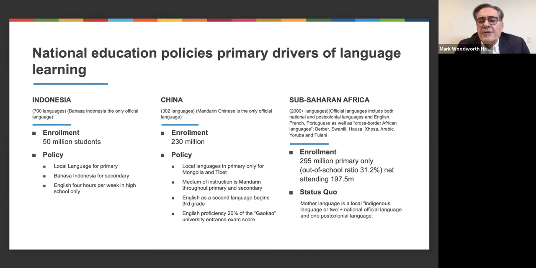The other region that I've looked at is Sub-Saharan Africa, which has a younger population than any of the other parts of the world, where there are local languages. More than 2,000 languages are spoken in Sub-Saharan Africa, many of them unwritten languages. There are national and post-colonial languages as well. There are also what are called cross-border African languages, such as Berber, Swahili, Hausa, Xhosa, Arabic, Yoruba, and Fulani. So the status quo in Sub-Saharan Africa is 1 or more indigenous languages, a national language, and if the national language is not a post-colonial language, then additionally 1 or more post-colonial languages.